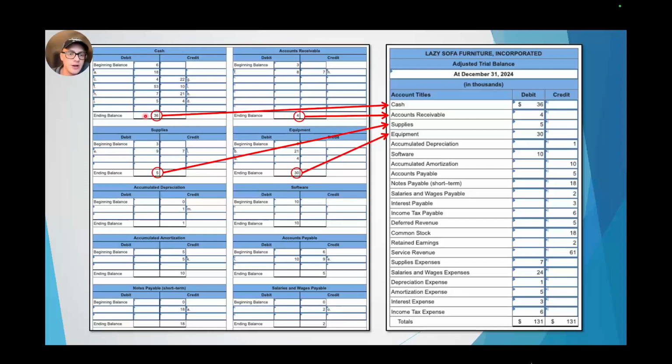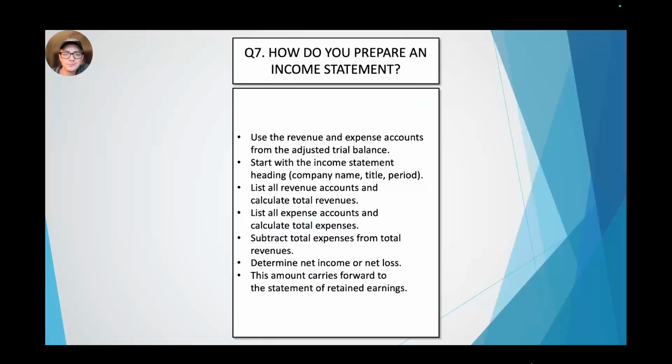Real simple. So your ending balance for cash is 36. Boom, 36 for cash. Ending balance for accounts receivable, boom, $4. And that'll flow through 5, 30, 30, and they'll all do that. And you just want to make sure when all is said and done, does this equal this? In our scenario, 131 is equal to 131. Yes.